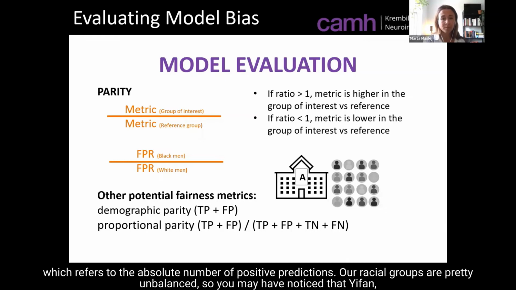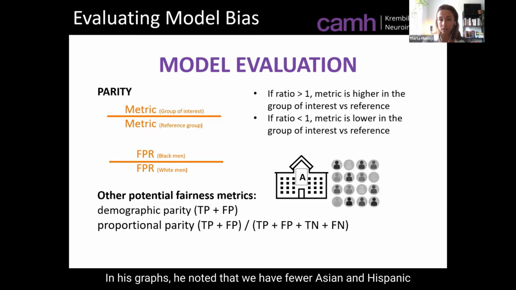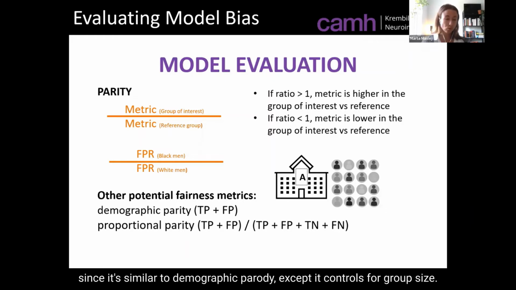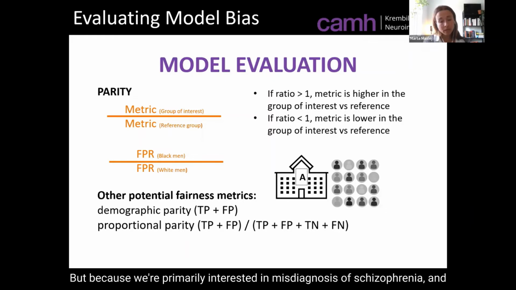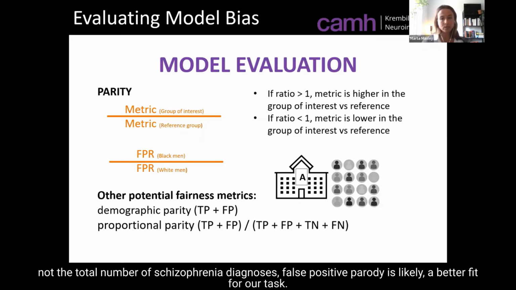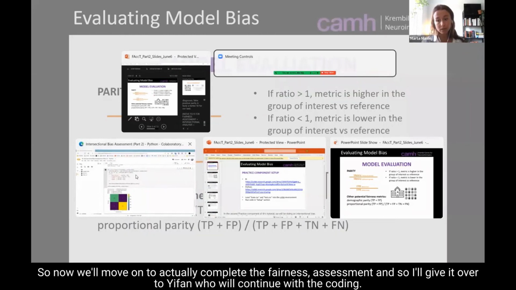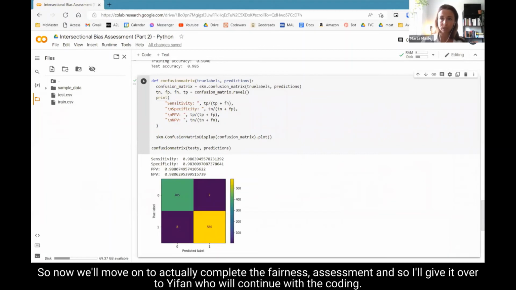Our racial groups are pretty unbalanced. So you may have noticed that Ethan, in his graphs, noted that we have fewer Asian and Hispanic individuals. So instead of demographic parity, it's possible that proportional parity may be more appropriate since it's similar to demographic parity, except it controls for group size. But because we're primarily interested in misdiagnosis of schizophrenia and not the total number of schizophrenia diagnoses, false positive parity is likely a better fit for our task. So now we'll move on to actually complete the fairness assessment. And so I'll give it over to Ethan, who will continue with the coding.